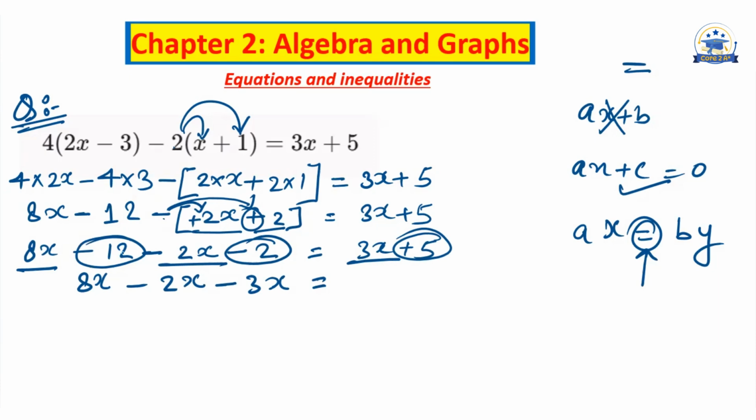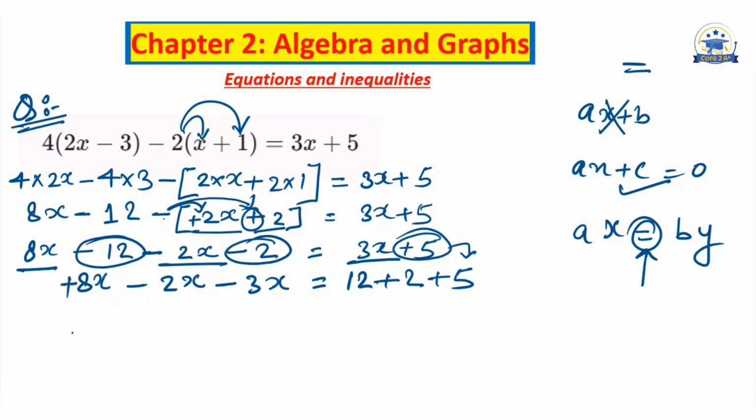But here also we have this negative 12. When we shift it to the right hand side, it would be positive 12, right? Similarly, negative 2 would be positive 2 and plus 5 we will write as it is. Why? Because plus 5 is already in the right hand side, so no need to change the sign, okay?